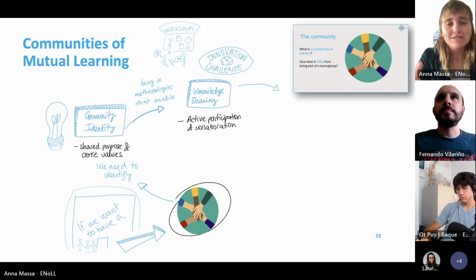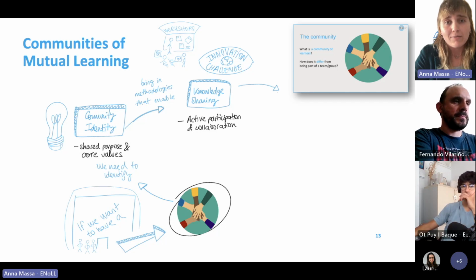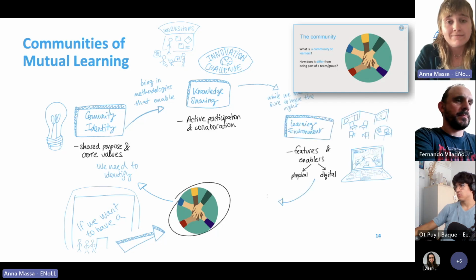So once we have this identity identified, we need to implement the right methodologies so that the knowledge is able to be shared, right? So to implement this knowledge sharing in a way that anyone is actively participating, and that they can collaborate together, right? There are many different methodologies to do that. One we can think about is workshops where many different topics are being discussed, or innovation challenges.